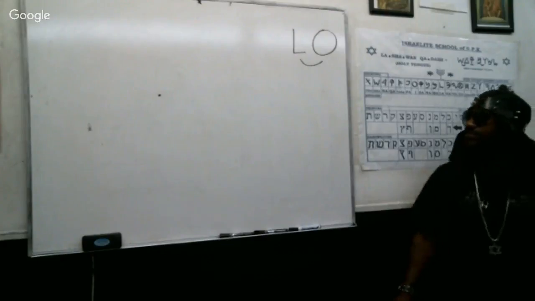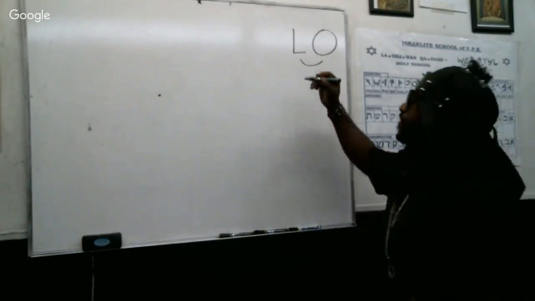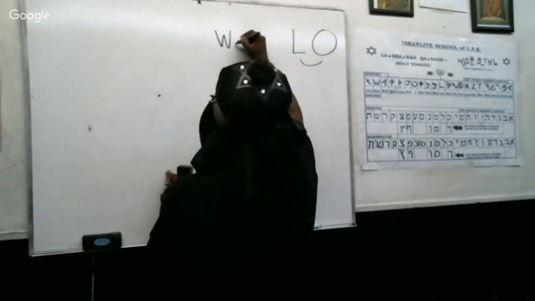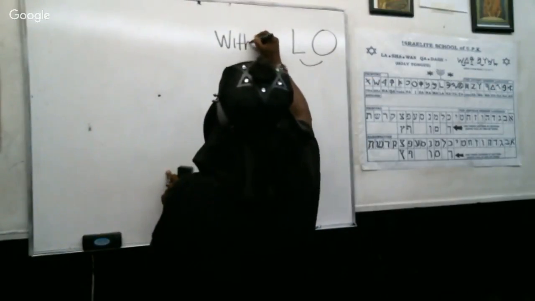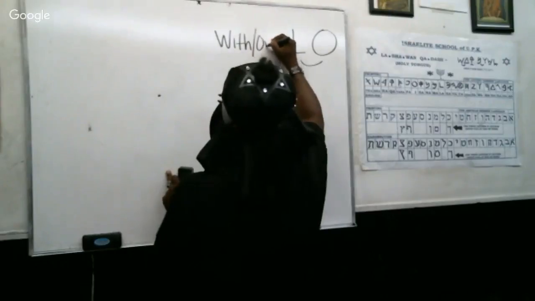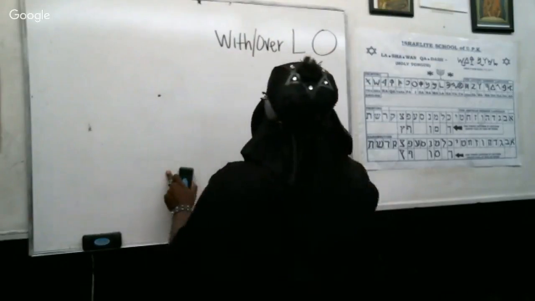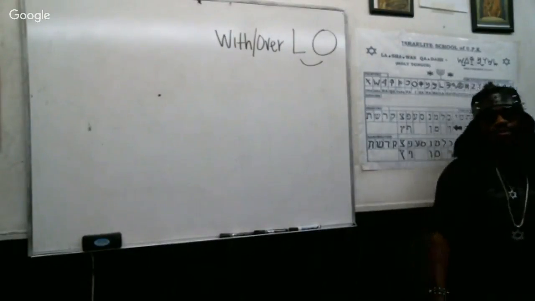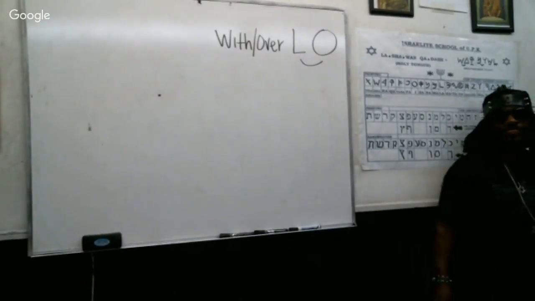So aisle means with or over. Means with or over. Now, for all these non-Hebrews out here that hate what we talk about, what we do, right? This word has two meanings. It means with or it means over.